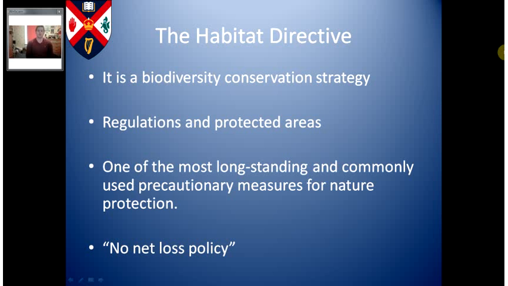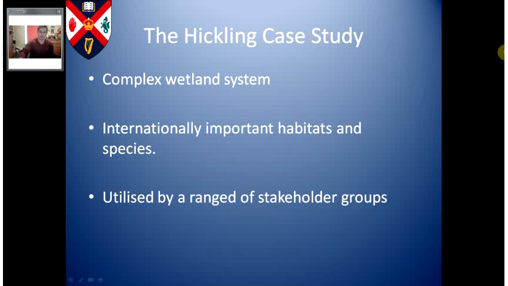It operates a no net loss policy, which means any area that is protected under the Habitats Directive cannot suffer any negative impacts and no damage. So the site has to be maintained and improved. If a project wants to take place in an area that is under the Habitats Directive, it has to go through damage and risk assessments to see if it can continue.